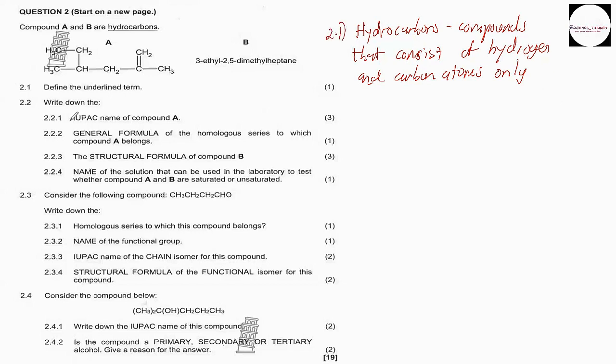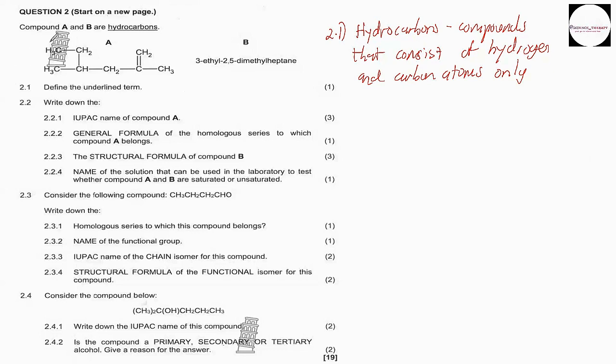And then 2.2.1 says write down the IUPAC name of compound A. But before we can write down the IUPAC name, let's start by drawing the structural formula for compound A so that we can correctly give the IUPAC name.